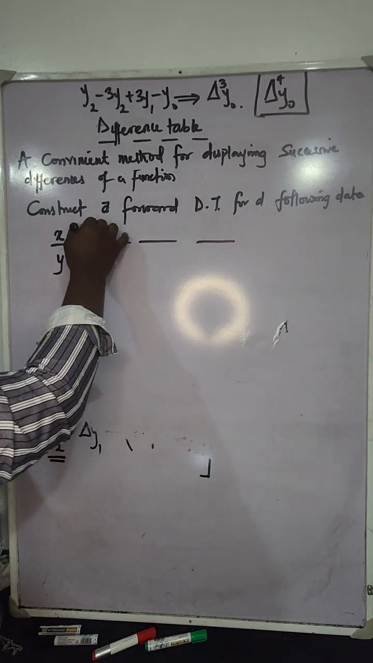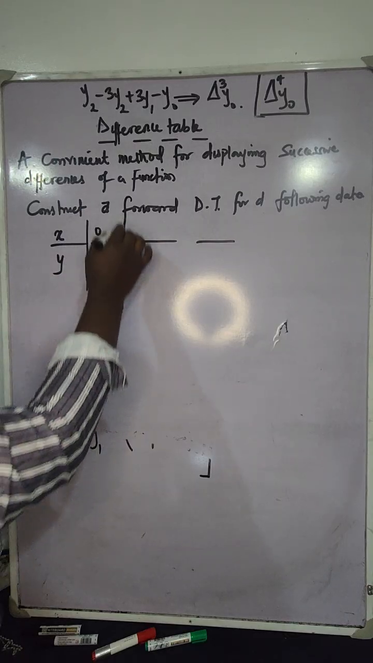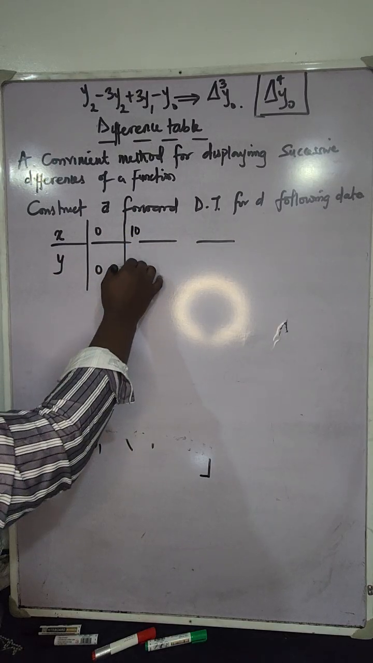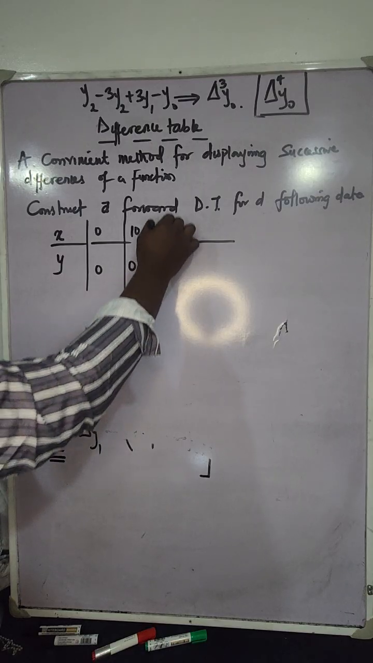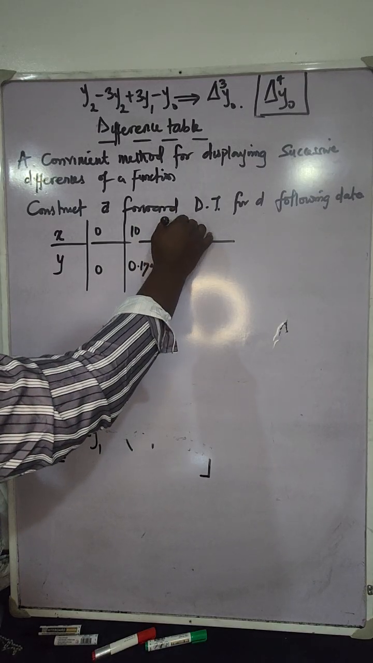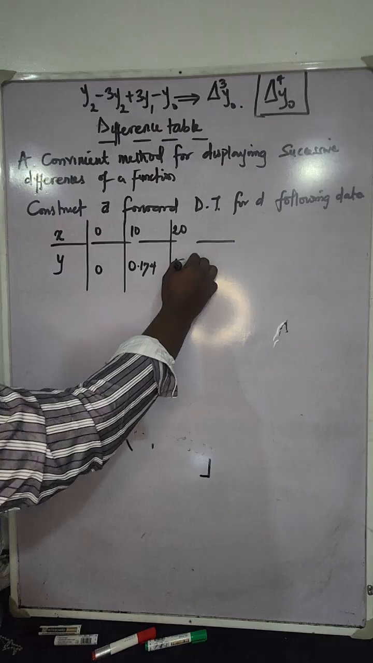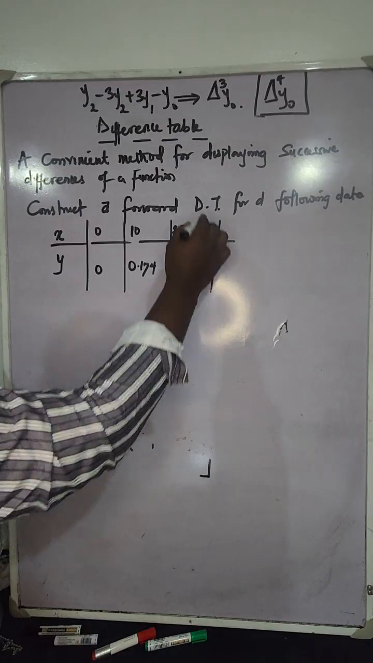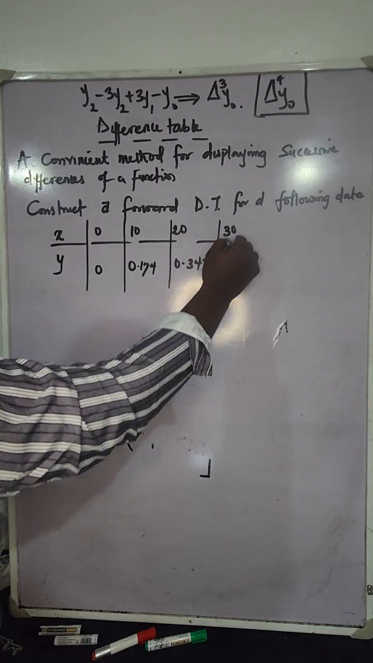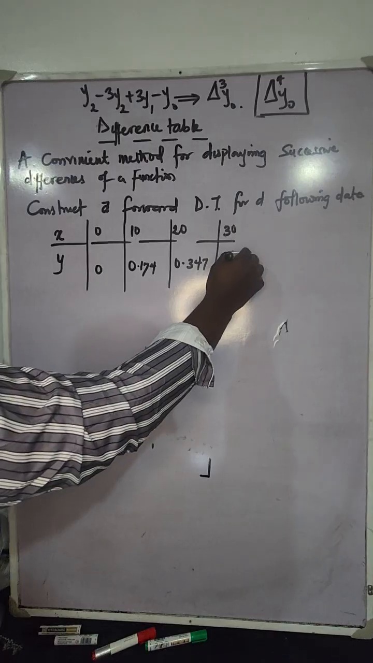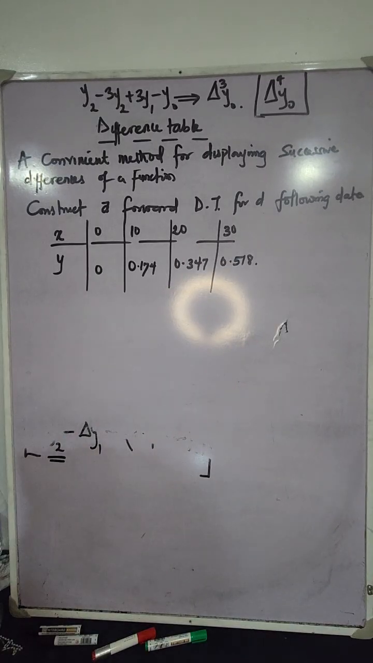We have 0, we have 0. We have 10, we have 0.174. We have 20, we have 0.347. We have 30, we have 0.518. We want to construct a forward difference table for this value.